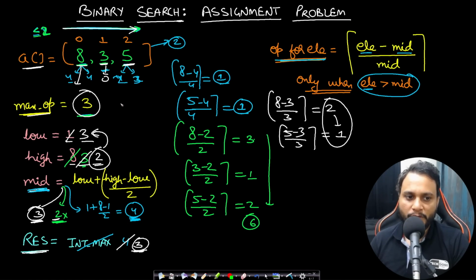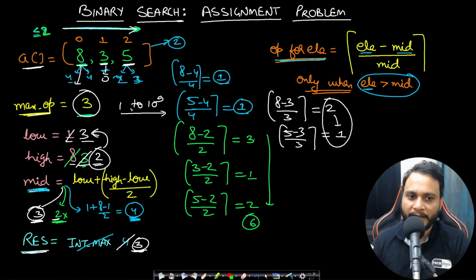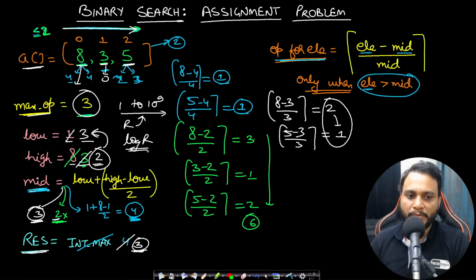Okay. So the range of the answer is from 1 to 10 to the power of 9, as already mentioned in the constraint section, that each of the elements is less than or equal to 10 to the power of 9, and they are all positive values. Therefore, I will assume it as r, and so the number of binary search steps will be log r.